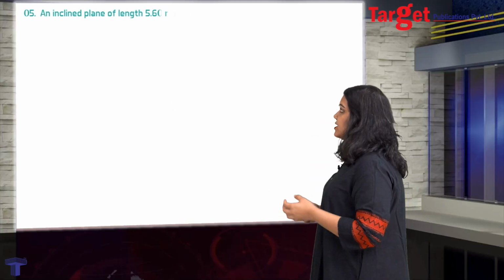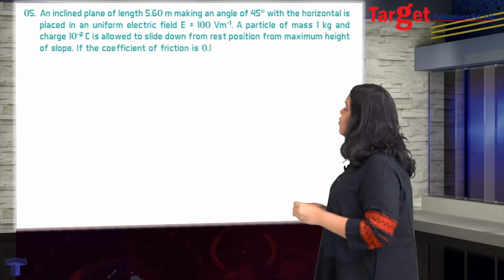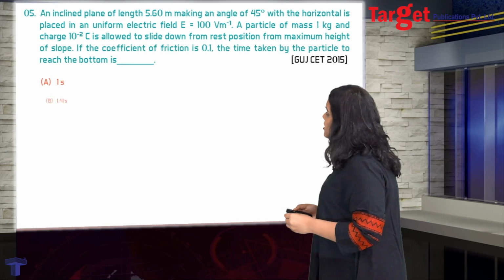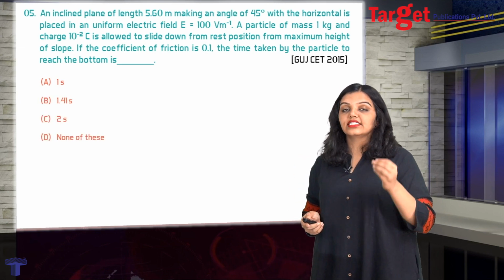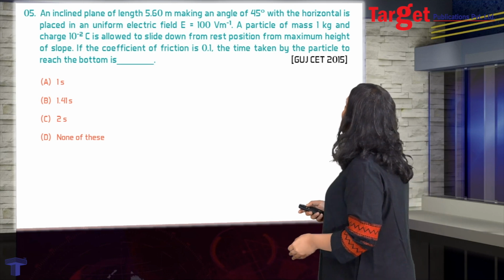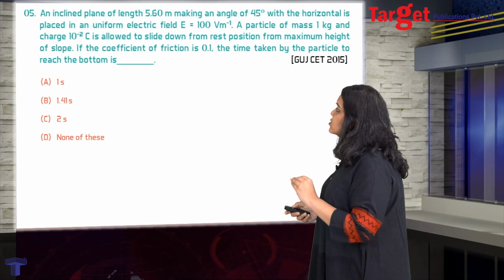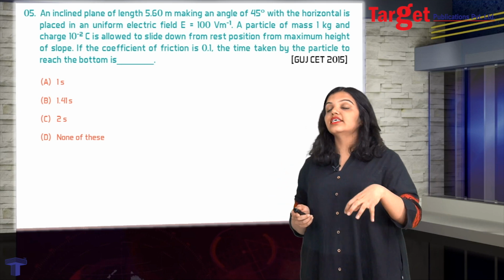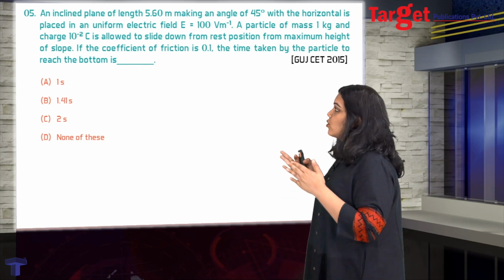The fifth sum says that an inclined plane of length 5.60 meter making an angle of 45 degrees with the horizontal is placed in a uniform electric field where the strength E is given as 100 volt per meter, and this particle has a mass 1 kg and a charge of 10 raised to minus 2 coulomb, and this particle is allowed to slide down from rest position from maximum height of slope.